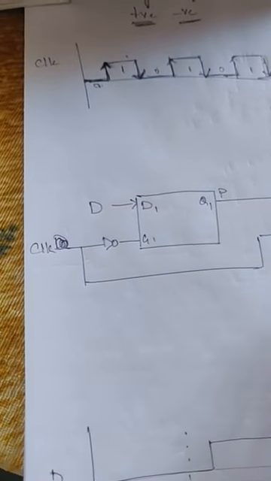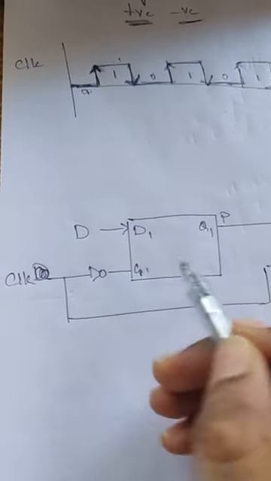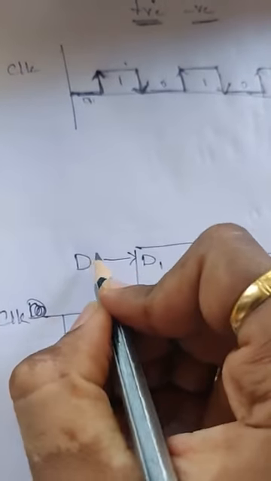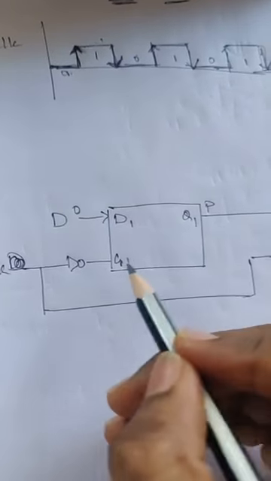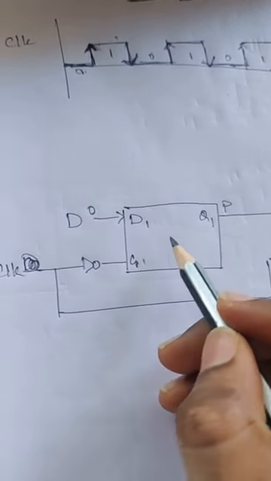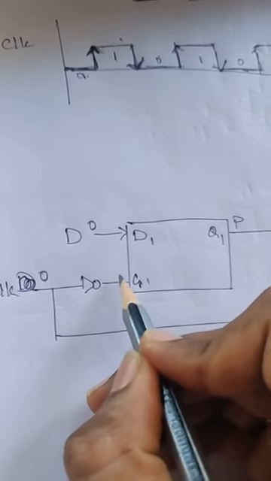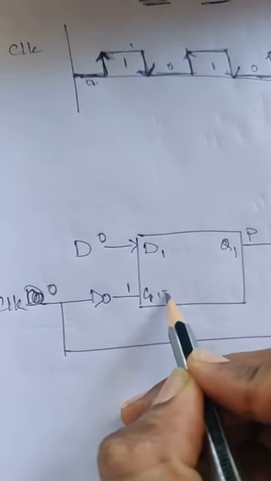So the same thing I have written here. Let me take G1 here. Let me take D equal to 0. If D is equal to 0, let me take the clock pulse as 0. If the clock pulse is 0, so what will be here? 1. G is equal to 1.